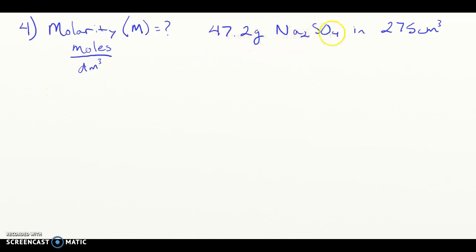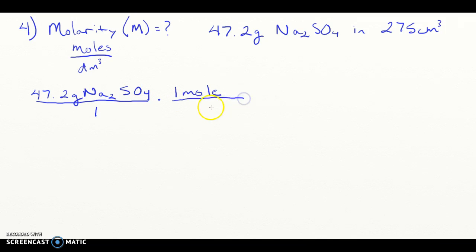So let's start off with what we have: 47.2 grams of Na2SO4, sodium sulfate. If I want to change it to moles, I know I'm going to put 1 mole here, and then in my denominator I need a certain amount of grams. Grams of what? Sodium sulfate.